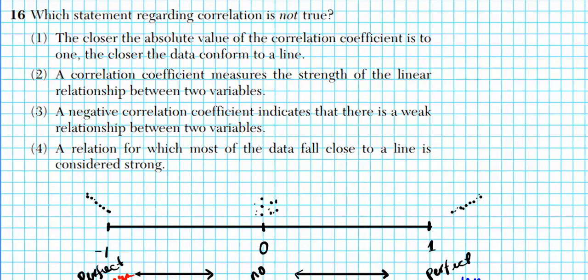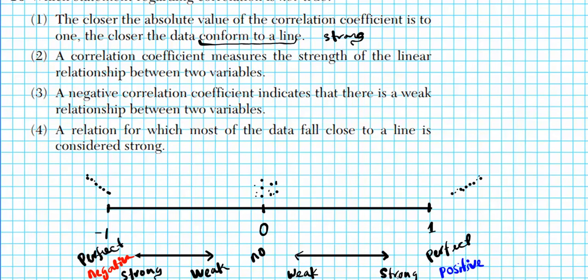Number 1 says the closer the absolute value of the correlation coefficient is to 1, the closer the data conforms to a line. Conformity to a line just indicates a strong correlation. Closer to 1, what's the situation there? The correlation is stronger, so this is correct because you're conforming more and more to a line the closer you get to 1 or -1. Option 2, a correlation coefficient measures the strength of a linear relationship between two variables. Absolutely.